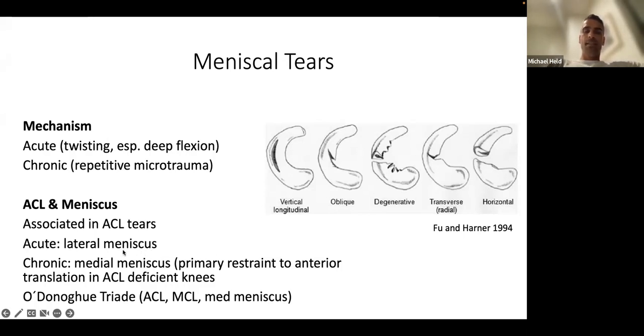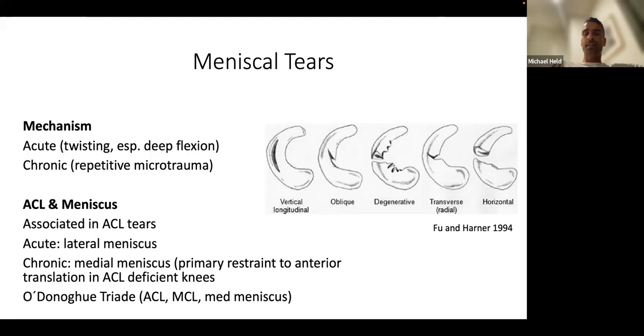And then basically some of the concepts are that the meniscal tear is often associated with an ACL tear, and more commonly the lateral meniscus is torn with an acute ACL tear. But in chronic tears, the medial meniscus becomes the primary constraint to anterior translation, and it starts to give you chronic tears with an ACL deficient knee.